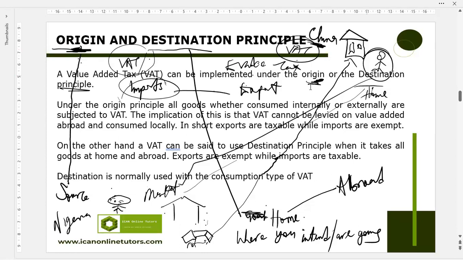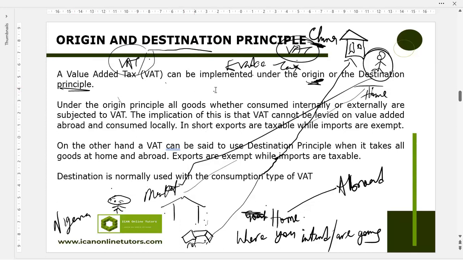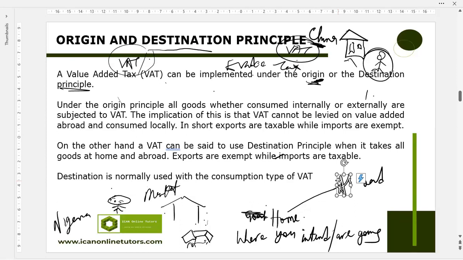So now, under the origin principle, let us come back to the food. Under the origin principle, all goods, whether consumed internally or externally, are subject to VAT. Now you are confused. This guy has just mentioned that on imports, the source country, which is the origin country, does not charge value-added tax. To the origin country, it is an export. But to the destination country, it is an import.